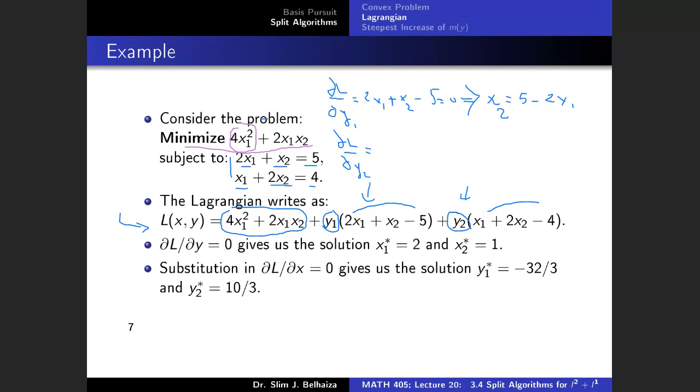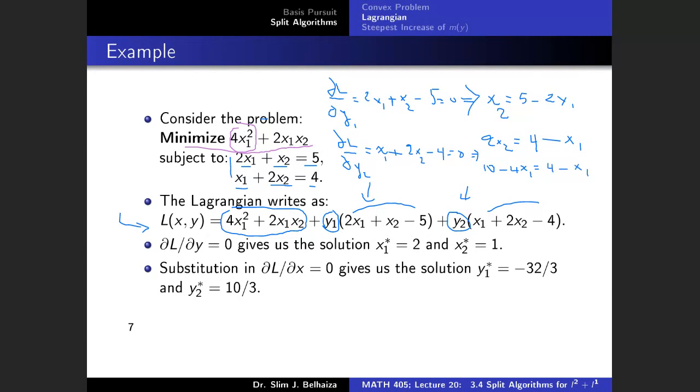And if you take the first partial derivative, of course, with respect to y2, it gives you x1 plus 2x2 minus 4 equals 0. So basically now you can plug in this expression of x2 and you end up with 2x2 equals 4 minus x1. Am I right? Now if you plug in the same x2, it's like saying that 10 minus 4x1 equals 4 minus x1.